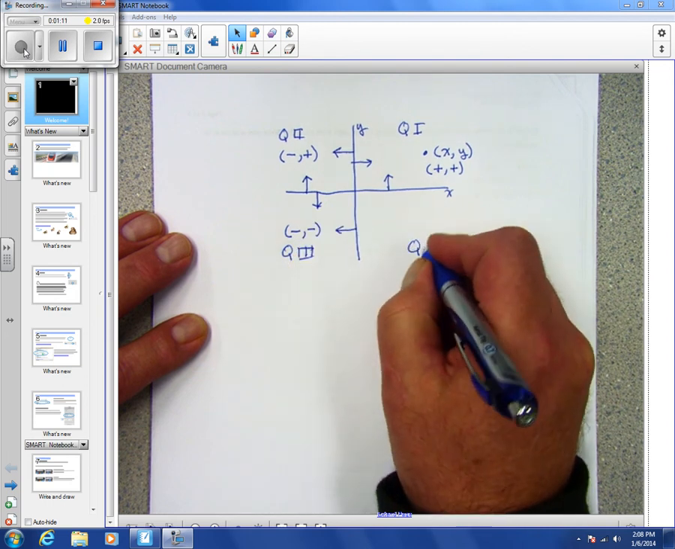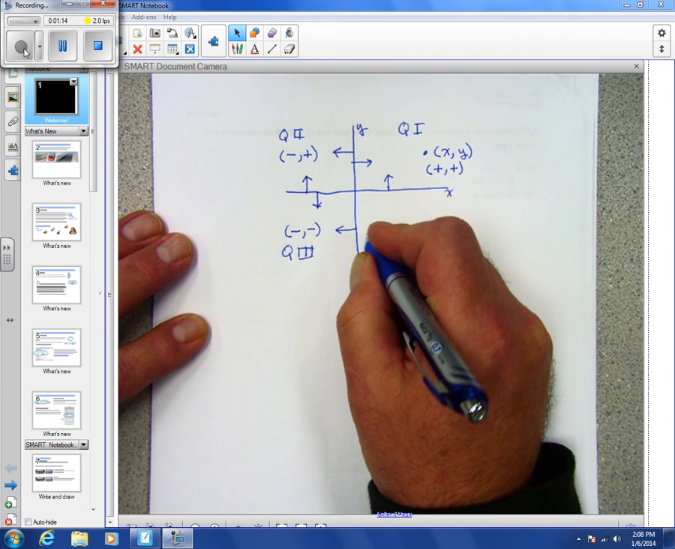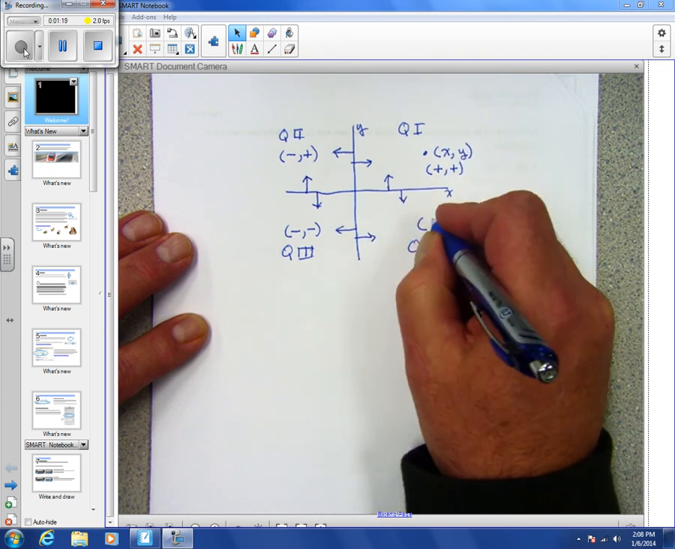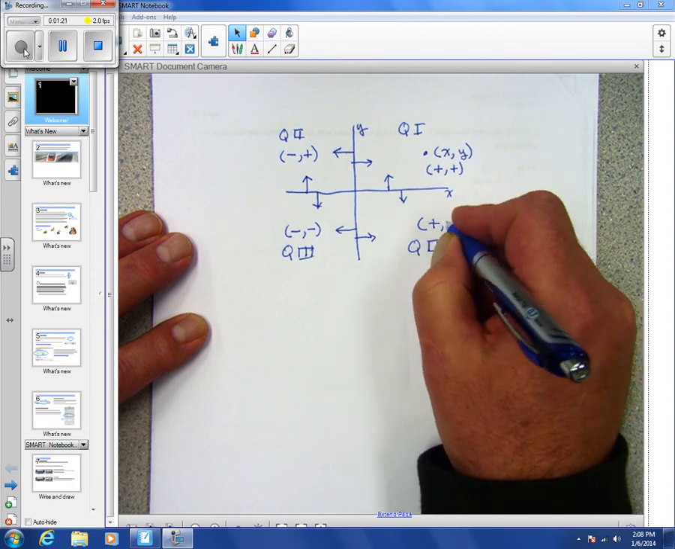Quadrant 4 will be to the right of the y-axis, still below the x-axis. Now you're going to have a positive x coordinate, a negative y coordinate.